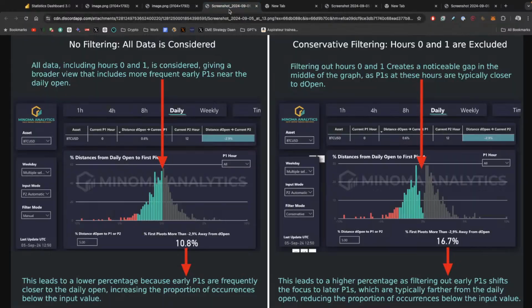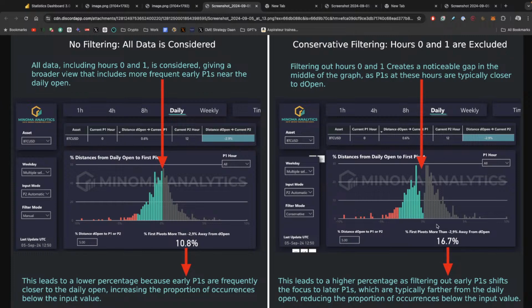So once again, I think it's good to review this, right? And now we have all this. We include hour 0 and 1. We got a more aggressive signal because early P1s happen often and they're close to the daily open. So we have a lot more of these, we increase the proportion of occurrences below the input value. Now, we know that this, that's 10.8%, is a holistic view of the market, right?